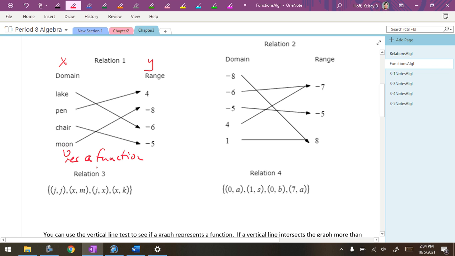Look at relation 2. Is this a function? No. Why not? 4 and -6 go to -7. Do I care if the range repeats? I don't care if the range repeats. It's all about the domain. Are there 2 arrows coming out of one domain? So is relation 2 a function? Yes.